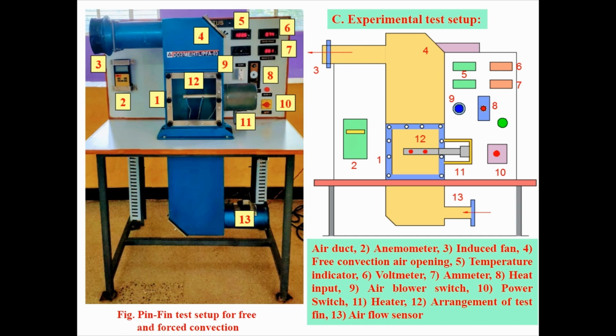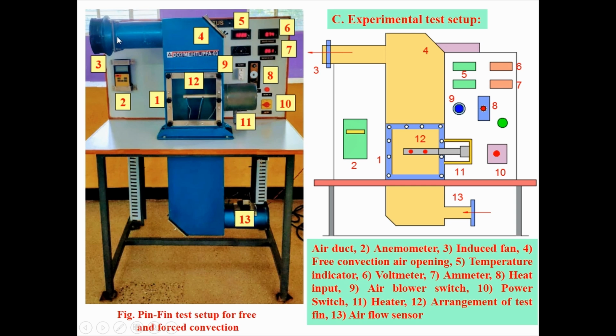Okay, so now how to conduct the experiment? First we have to switch on the setup. Then you switch on the heater, then you set the heat input by varying the voltage and current by rotating this knob. Now today I am doing forced convection heat transfer. To do that you have to switch on the air blower here. Now when you switch on the air blower, the air will enter here and it will exit here.